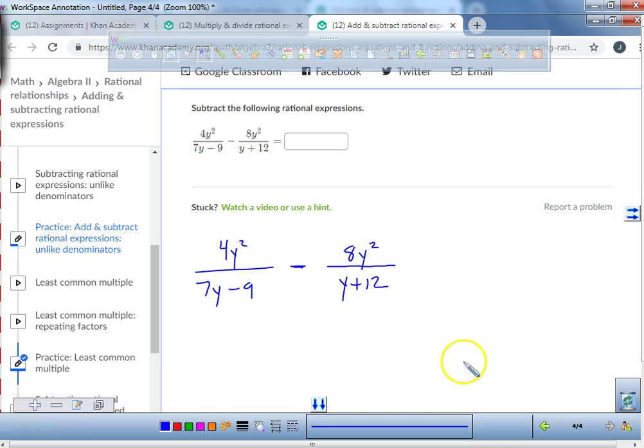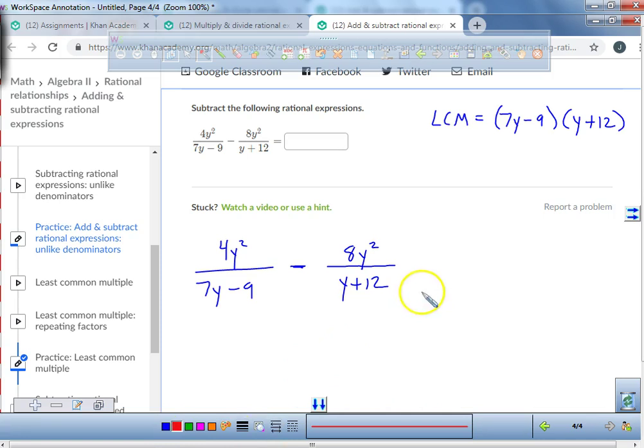Now, the first thing we check is our denominator. That denominator is not the same as that denominator. So what do we have to do? We have to find the least common multiple. The least common multiple between a 7y minus 9 and a y plus 12 is just the product of both of those. That's going to be the denominator that we need to have.